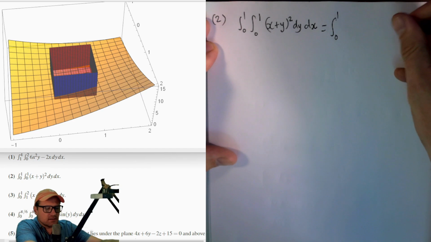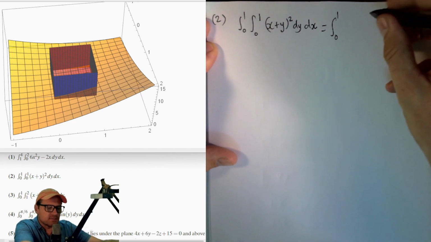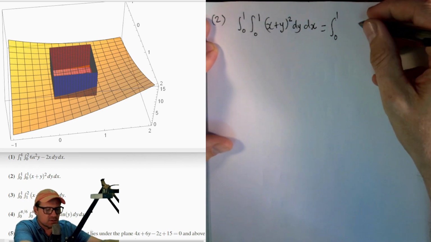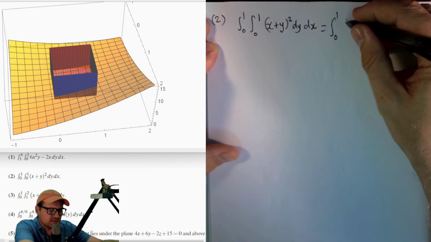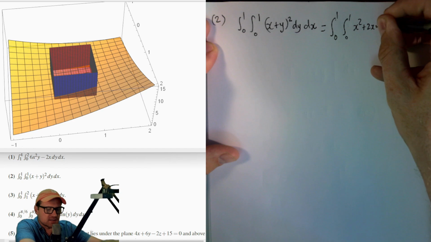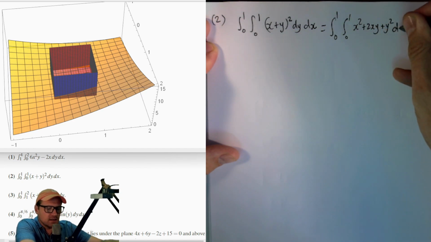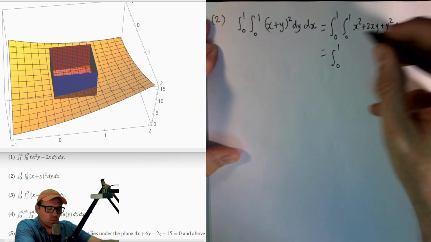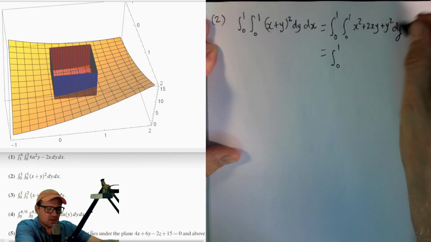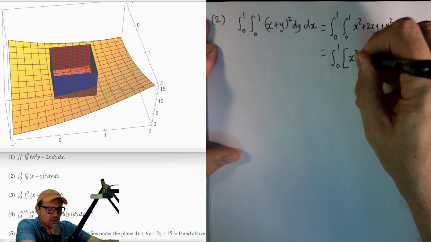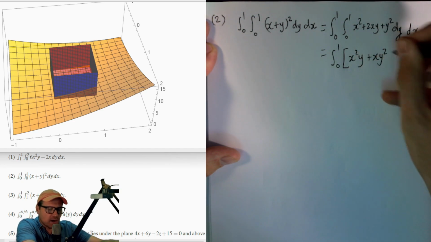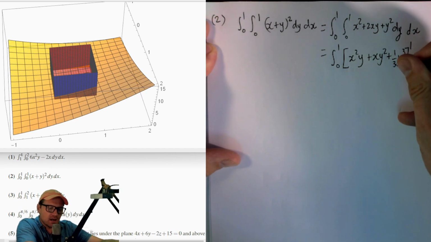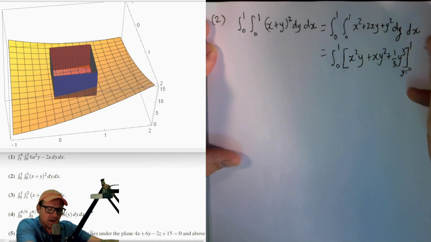So we still write our outside integral. Now let's integrate the inside. Probably the easiest way to do this would be to expand the inside of this. So x squared plus 2xy plus y squared integrated with respect to y, and so we have the integral from 0 to 1. Integrating this function with respect to y, we have x squared y plus x y squared plus a third y cubed between 0 and 1, and that's y equals 0 to y equals 1.